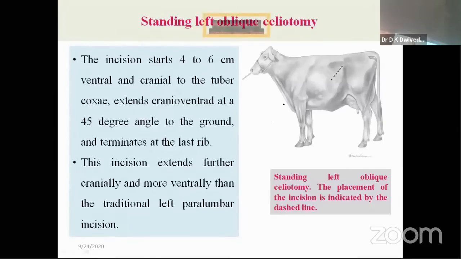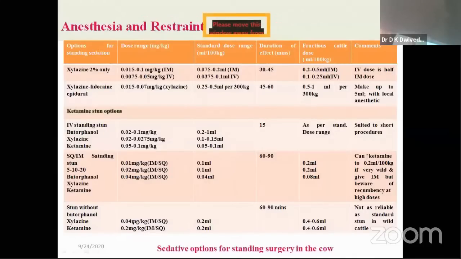Now, the standing left oblique incision: you can see this is the standing left oblique incision. The incision starts 4 to 6 centimeters ventral and cranial to the tuber coxae and extends cranioventrally at a 50-degree angle to the ground. This incision extends further cranially and more ventrally than the traditional left paralumbar incision. So again the benefit is that you can extend the abdominal incision as per your requirement. Now come to anesthesia or restraint for the C-section.